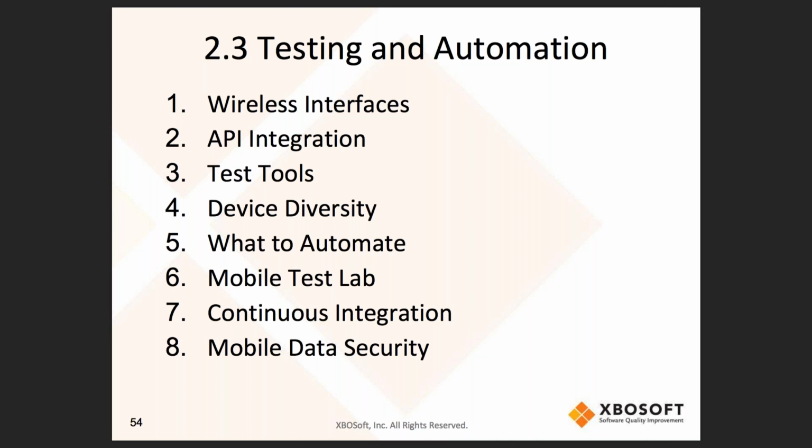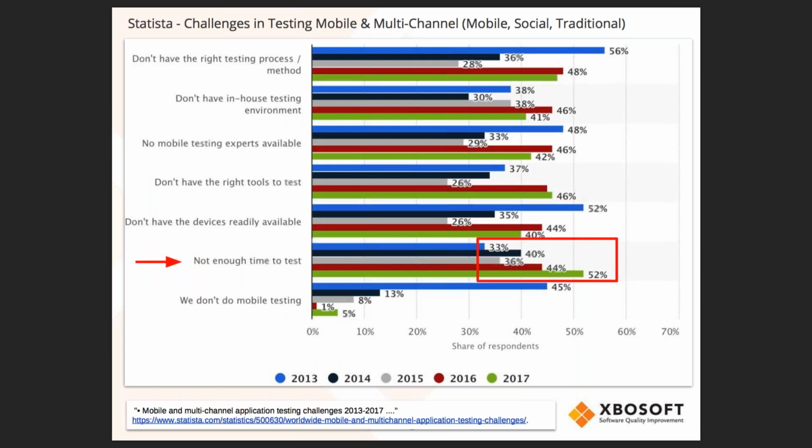Okay, so now I want to talk about testing and automation. And there are these 8 items that I will cover. So the first is looking at the statistics for the challenges in mobile testing. That was a survey that was conducted by Statista. And what they found is that as of 2017, the biggest complaint was that there was not enough time to test. And the reason I put a box around that is because there's a trend over the past 3 years. It has been increasing, that there's just not enough time to test.